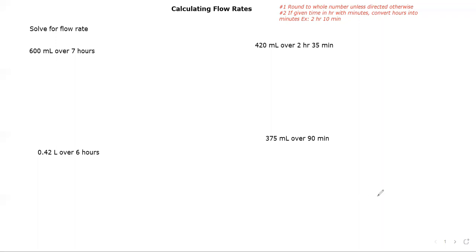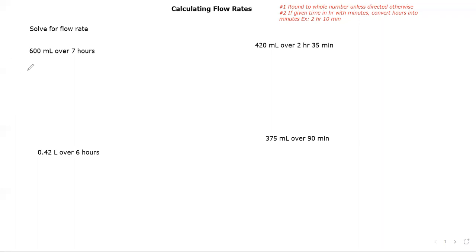Next, if you're given your time with hours and also minutes, the easiest way I've found to figure these out is to convert your hours into minutes. So if you're given 2 hours and 10 minutes, you would convert that into 130 minutes, which is the same as 2 hours and 10 minutes. But we'll go through some questions here as practice.